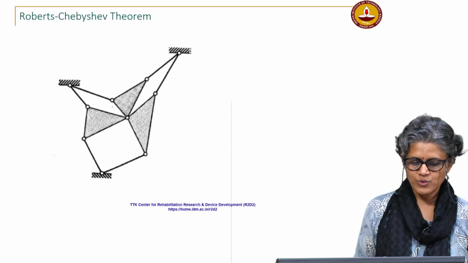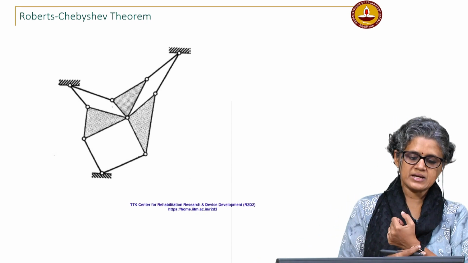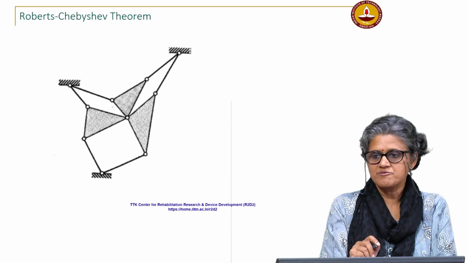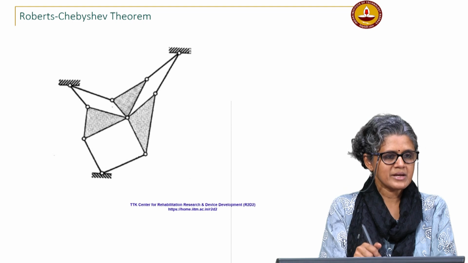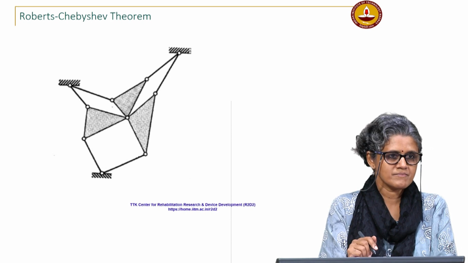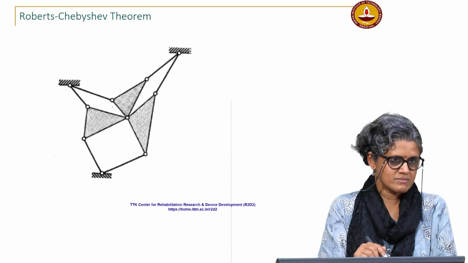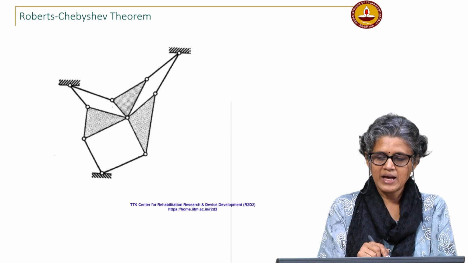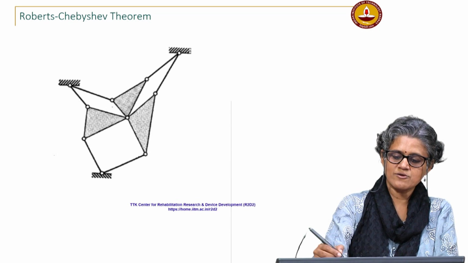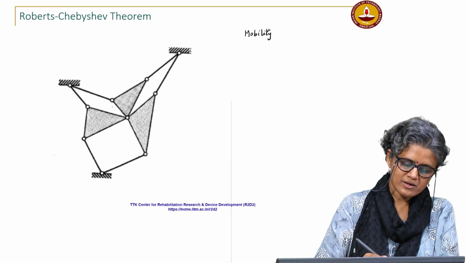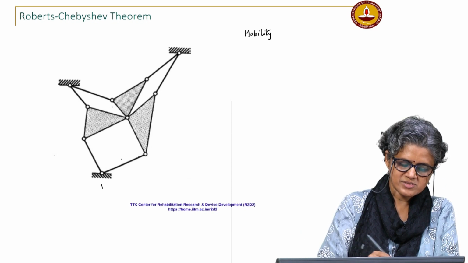Now, we will move on to one of the most interesting results in coupler curves, which is called the Roberts-Chebyshev theorem. If you remember, I took this diagram from your first tutorial. I gave you this mechanism. I did not tell you anything special about the links, and I asked you to find the mobility of this mechanism. Go ahead and do that now and tell me what the mobility of this is.